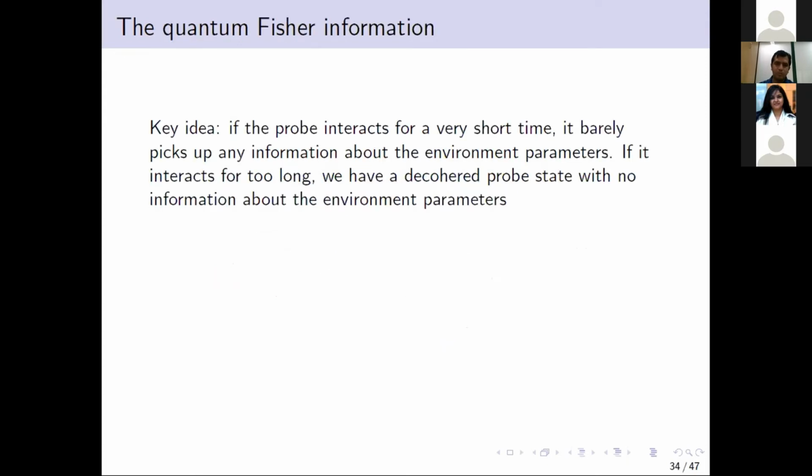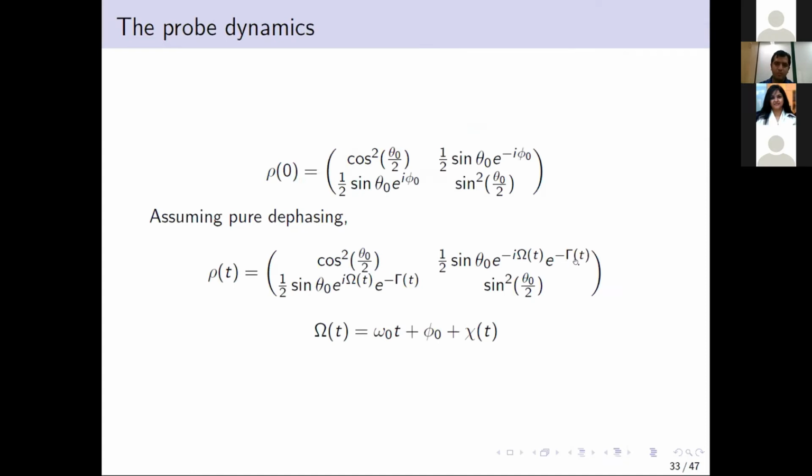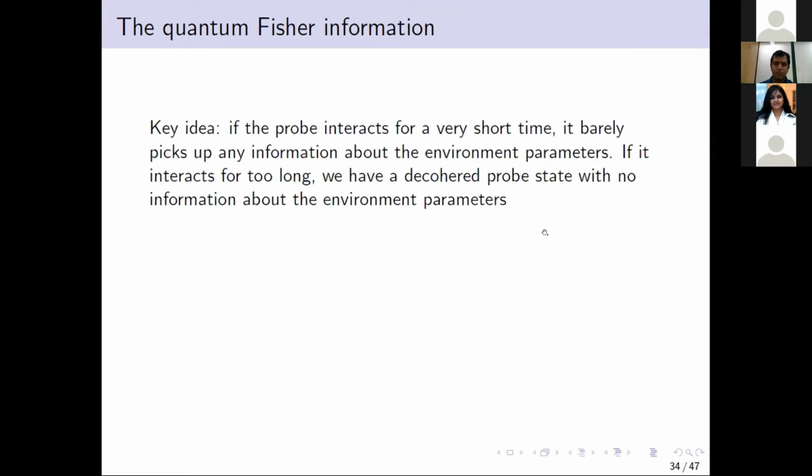And the idea is that if your gamma is very big, this is your decoherence factor, if the probe decoheres very quickly, then you pick up very little information about the environment, because your probe state is very quickly quantum mechanically destroyed before it really has any time to pick up any information about the environment. On the other hand, if it picks up information of the environment very slowly, that's no good either. So there's a sweet spot that you have to look for in between.